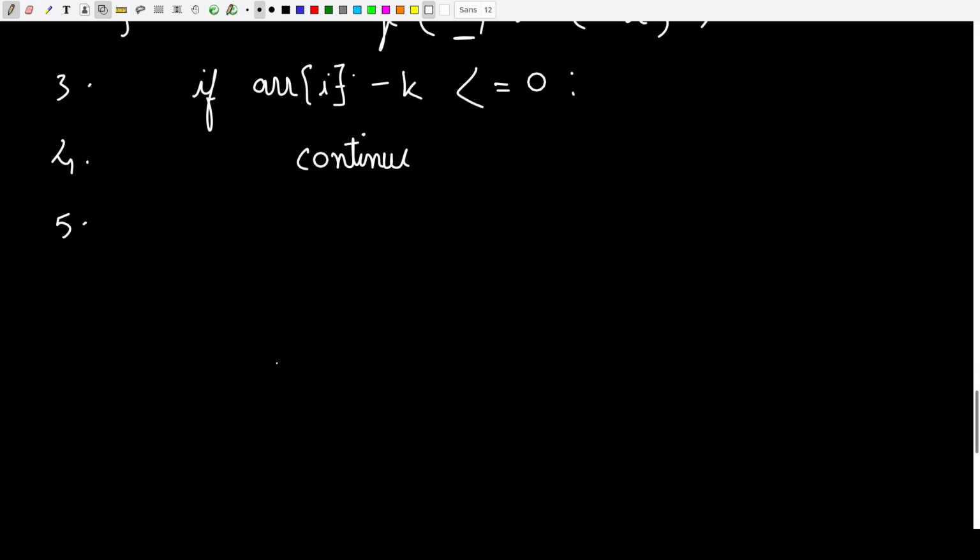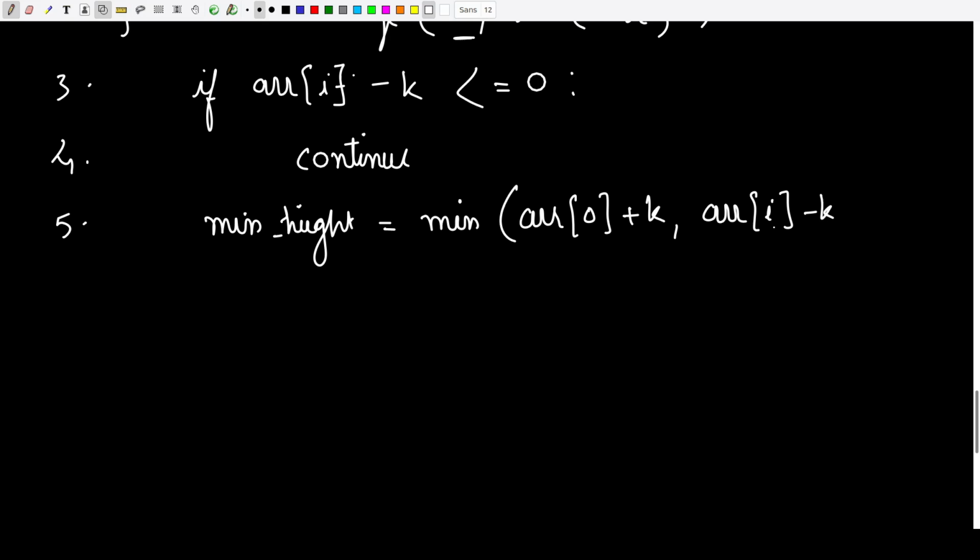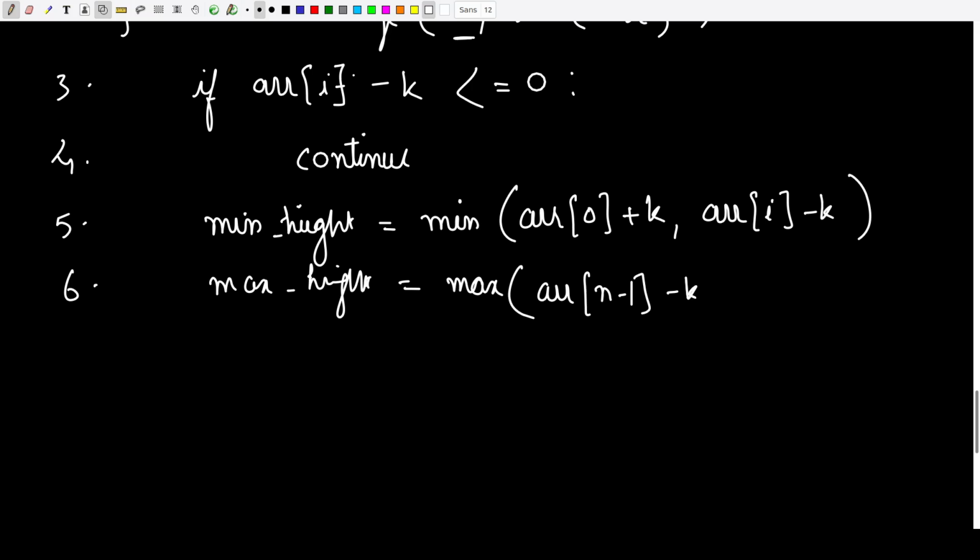Otherwise, we are going to compute the minimum height, and the minimum height will be given by min of first element arr[0] plus k, or it might be possible that by decreasing the height of tower i by k, we might be able to get the minimum height tower. Similarly, max height equals max of last tower, so arr[n minus 1] minus k, comma arr[i minus 1] plus k. And in this way, we have computed our min and max height.